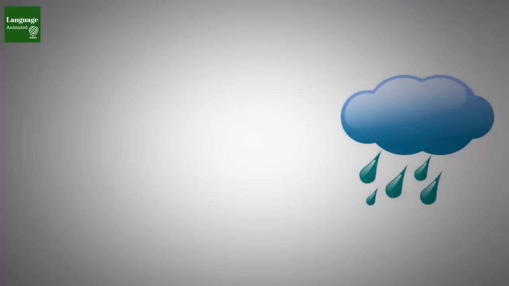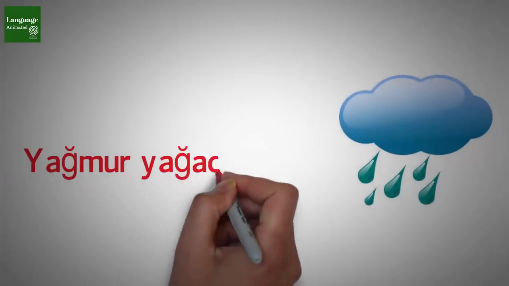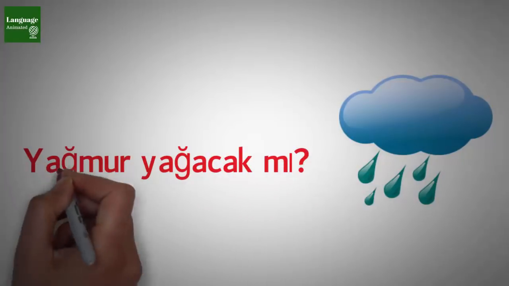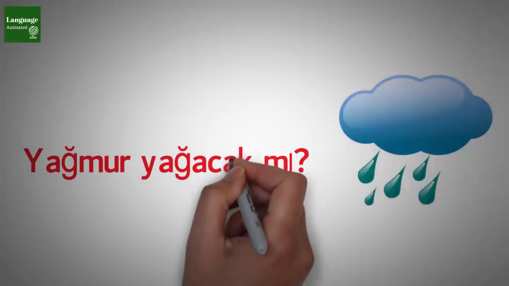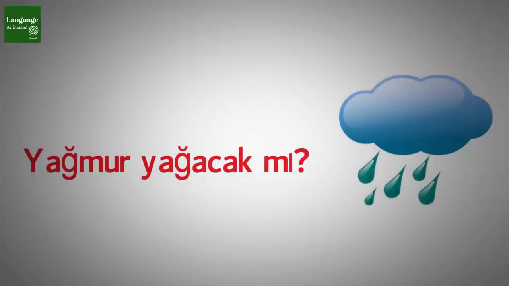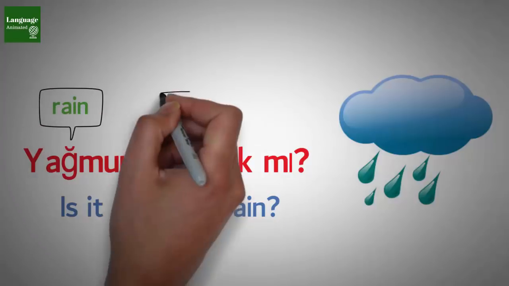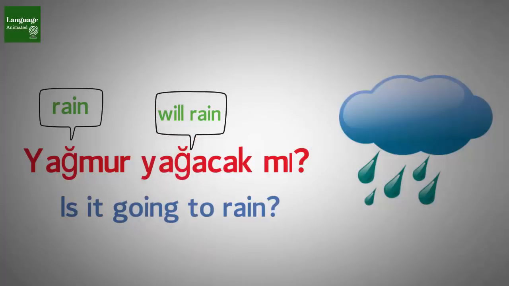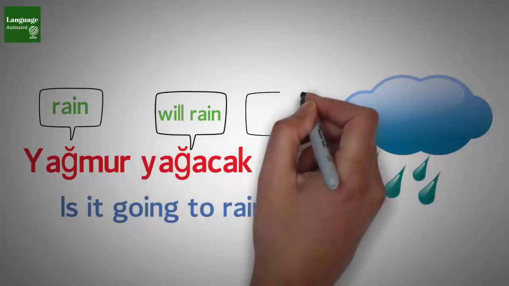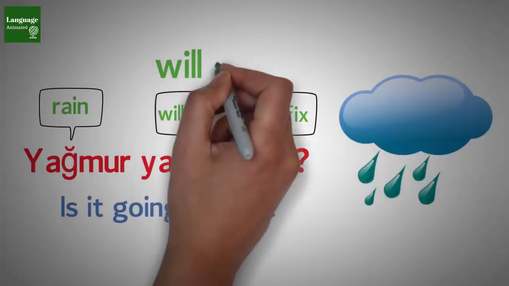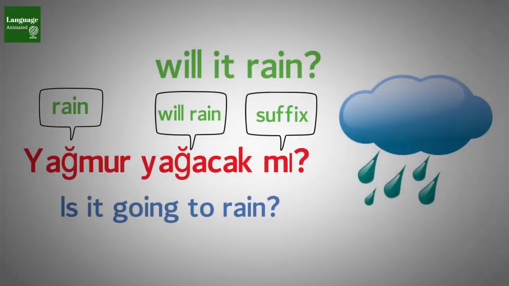Or if the weather is rainy, you can ask like this. Yağmur yağacak mı? It means, is it going to rain? Yağmur means rain. Yağacak means will rain. And mı is a suffix of yağacak. Yağacak mı means will it rain?